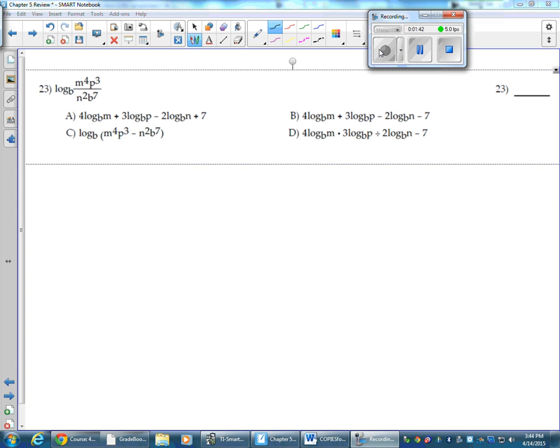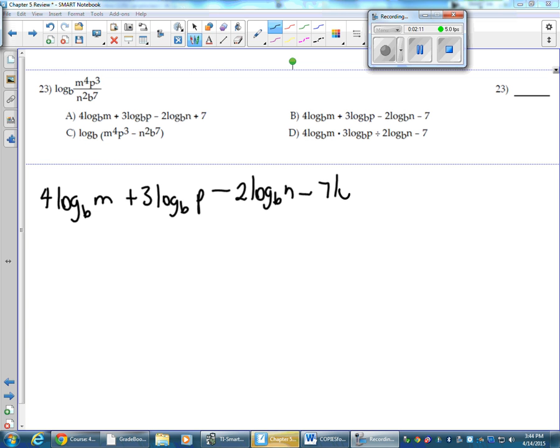All right, so in this particular one, it's going to be log base b of m to the 4th, so I'm going to bring the 4 to the front, 4 log base b of m plus p to the 3rd will be 3 log base b of p, and then divided by, so I'm going to have subtract, since it's n to the 2nd, that's going to be 2 log base b of n, and also another subtract, 7 log base b of b, because I need to take that to the front. Both of these are subtracted.